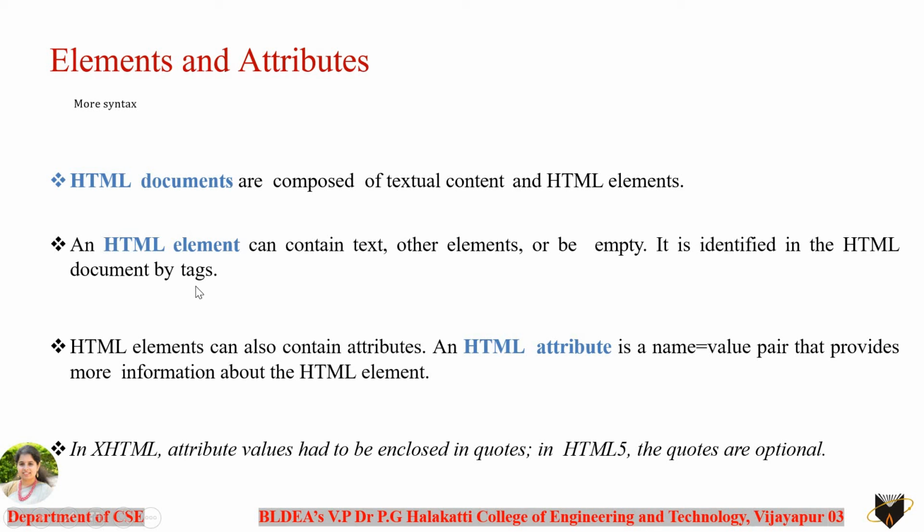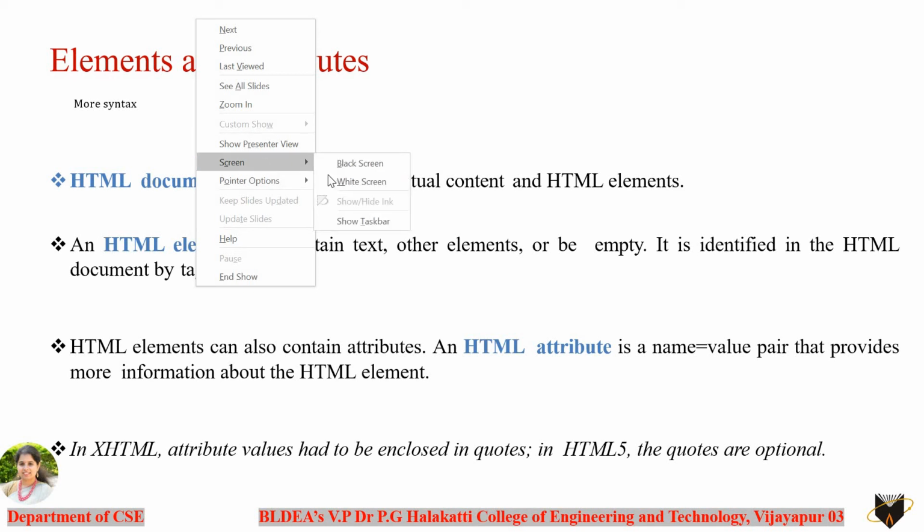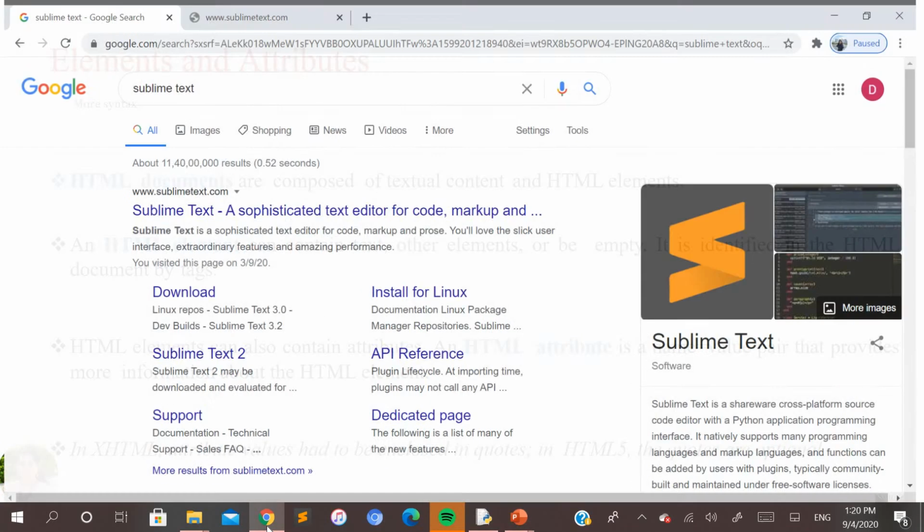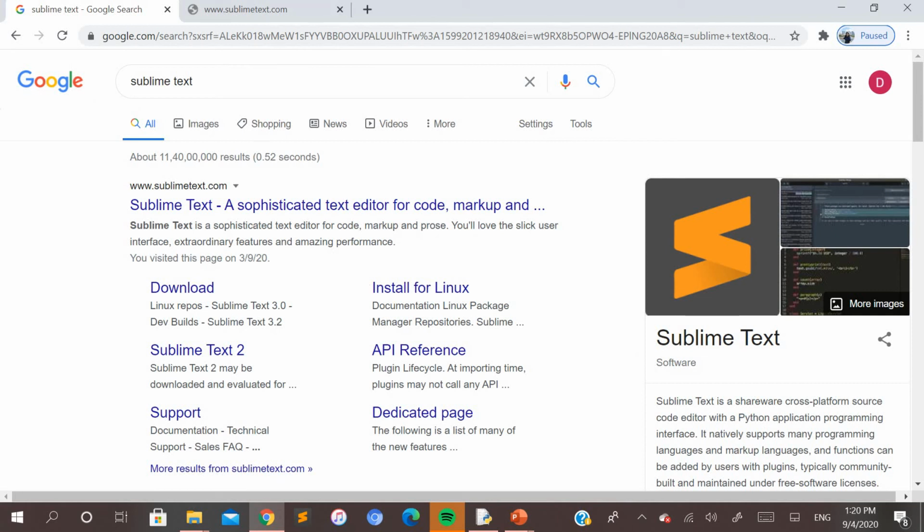When I say that this is a particular web page, all the information displayed here is text. You can see in this web page that some of the information is in blue color and some in black color, and some of the information is displayed as bullets in a subsection, like Download, Sublime Text 2, Support, Install for Linux, API Reference. These are subsections here.